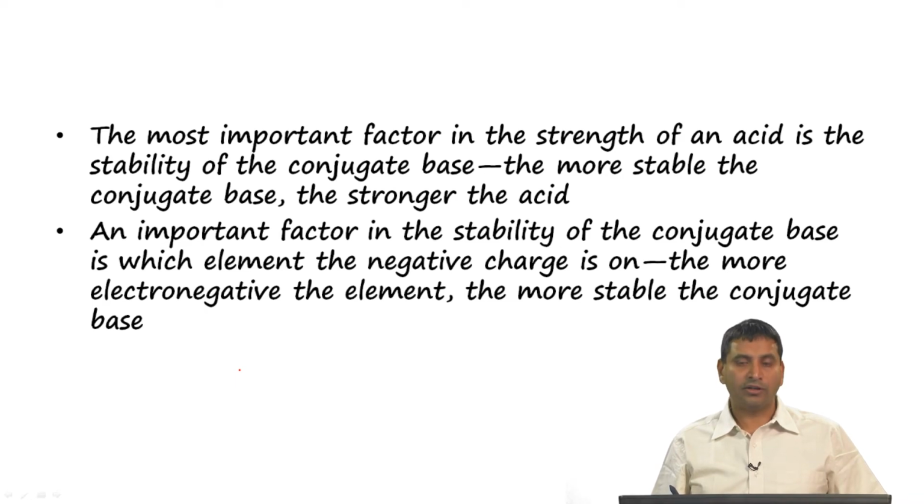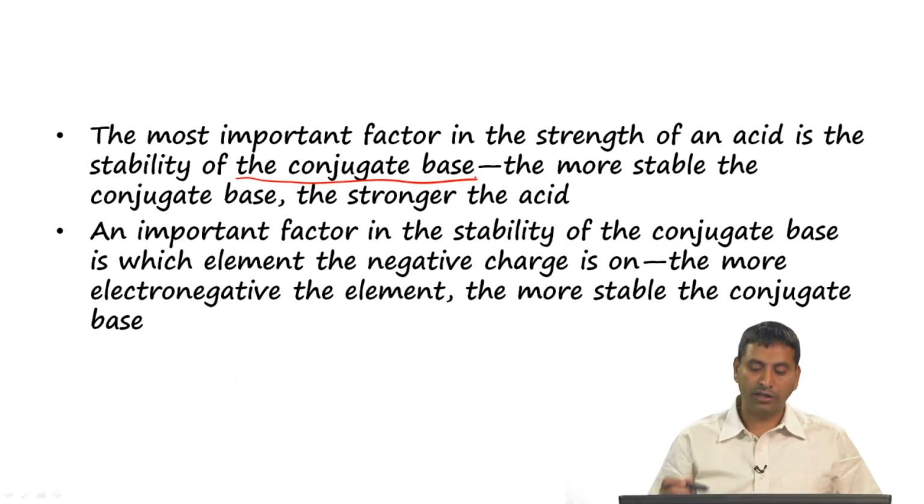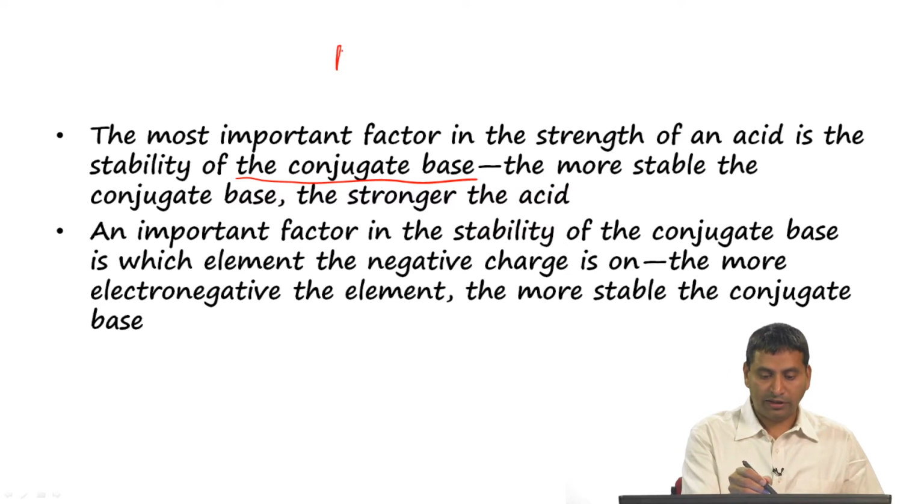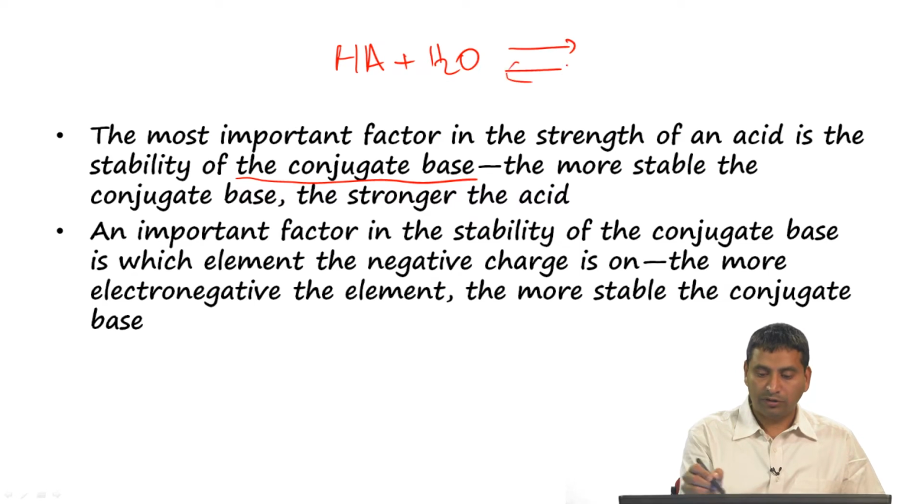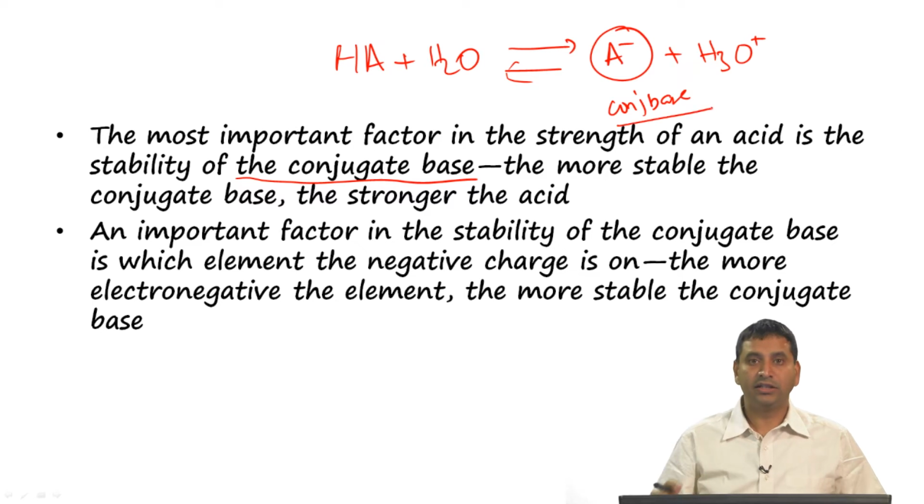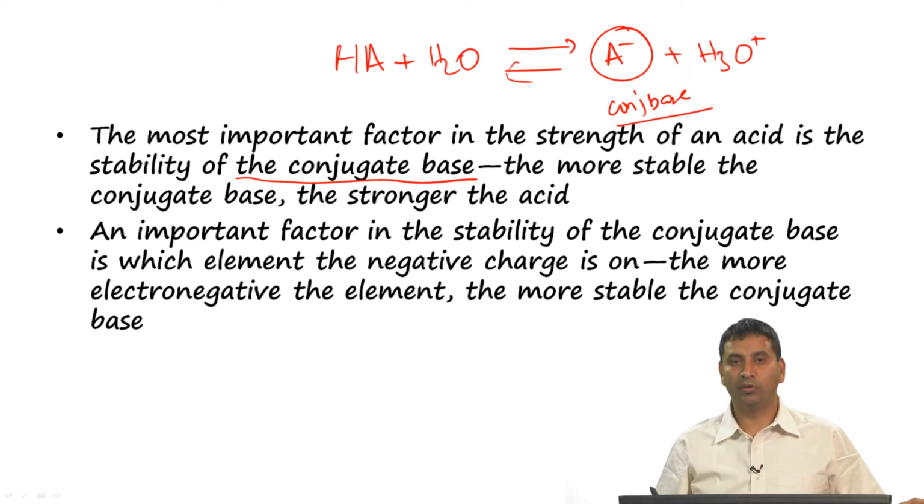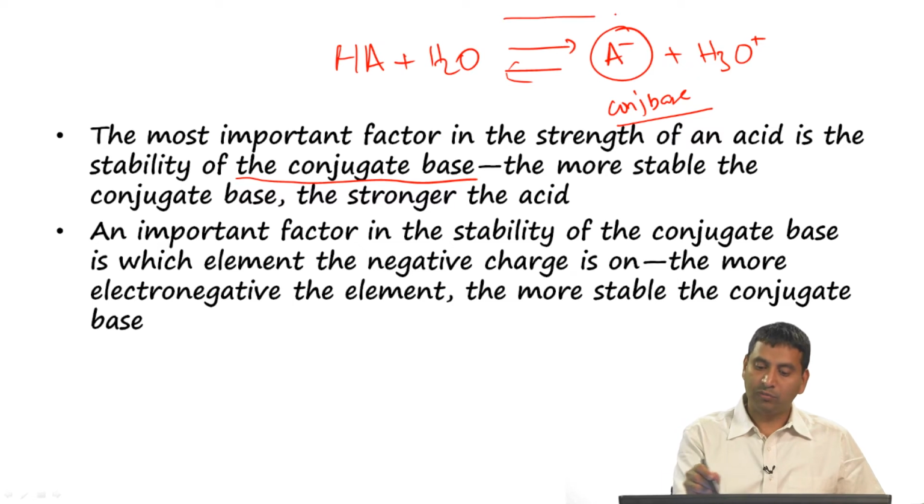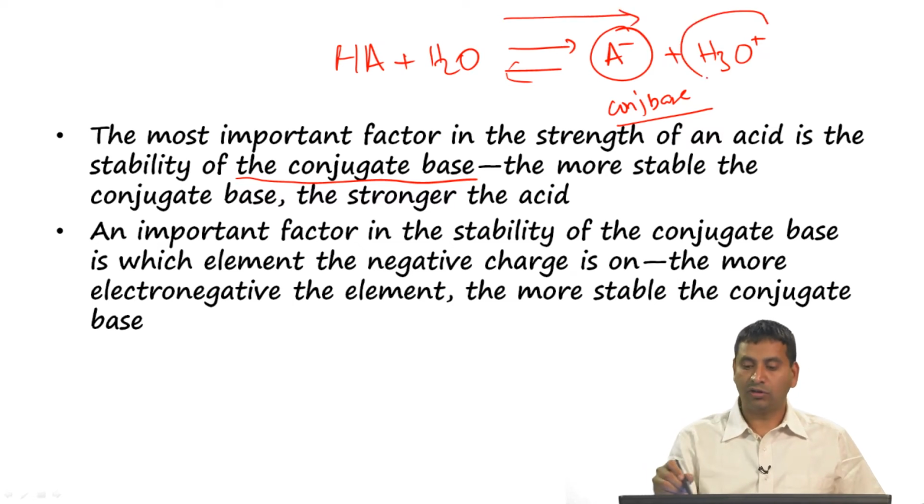So, the most important factor in determining the strength of an acid is the stability of the conjugate base. Okay. So, that is basically HA plus H2O in equilibrium with A minus plus H3O plus. So, A minus here is the conjugate base, and the stability of this conjugate base is one of the most important factors in determining how strong the acid is. So, the more stable it is, the more this equilibrium is pushed towards the right and the stronger the acid.